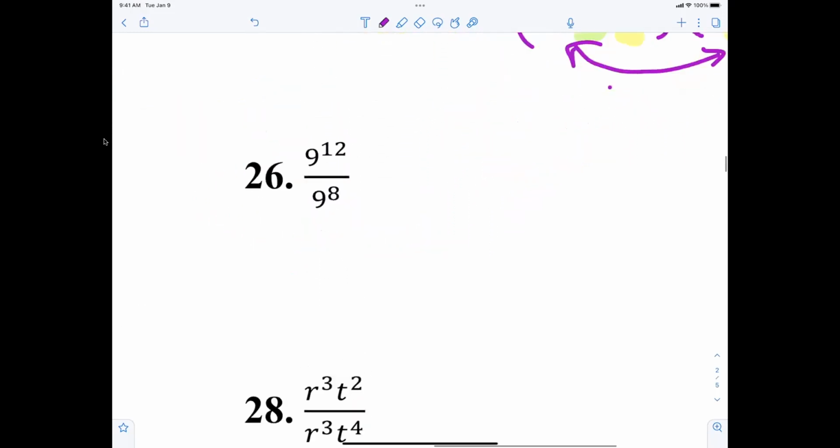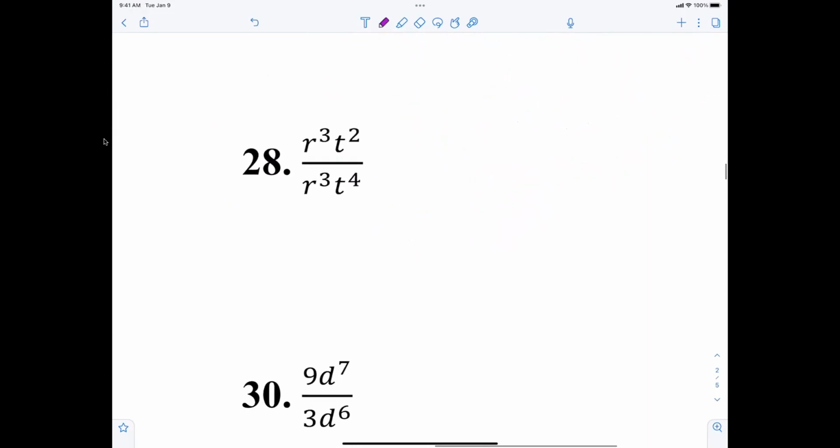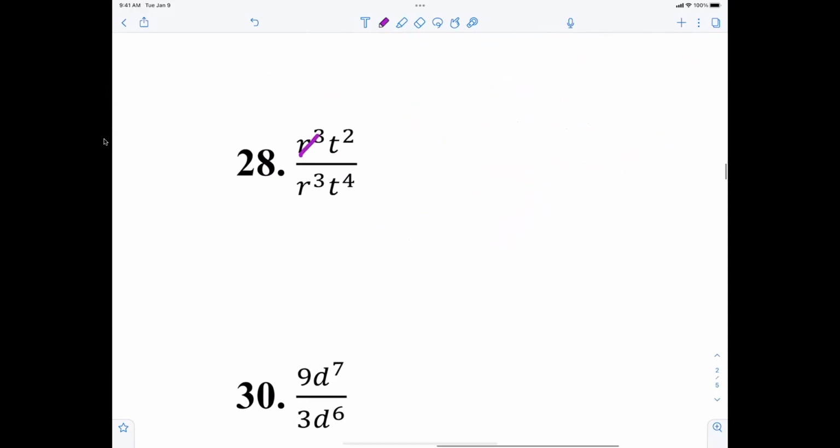Now, 26. 9 to the 12th over 9 to the 8th, that's just 9 to the 4th. Here, r cubes do what? 1 over t squared.